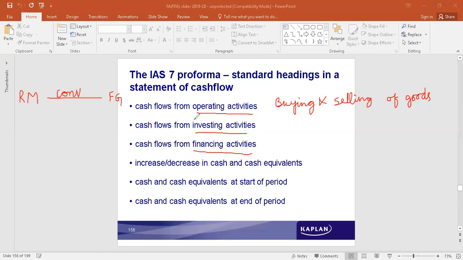So purchase and sale of property, plant and equipment, purchase and sale of shares and debentures of other businesses, or extending long-term loans to other businesses would be part of investing activities. Third activity is financing activities.